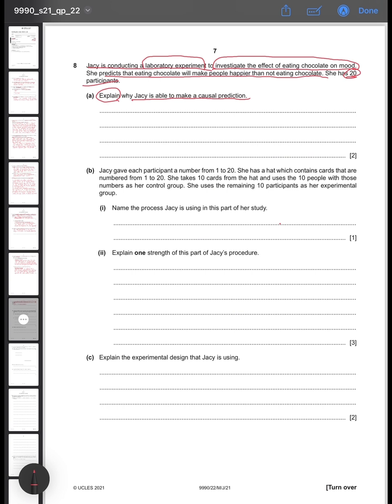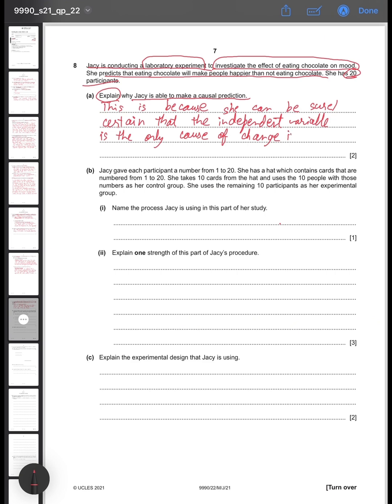So JC is able to make a causal prediction. This is because she can be sure or certain that the independent variable is the only cause of change in the dependent variable, because she knows that there are no confounding or extraneous variables which can impact her study.